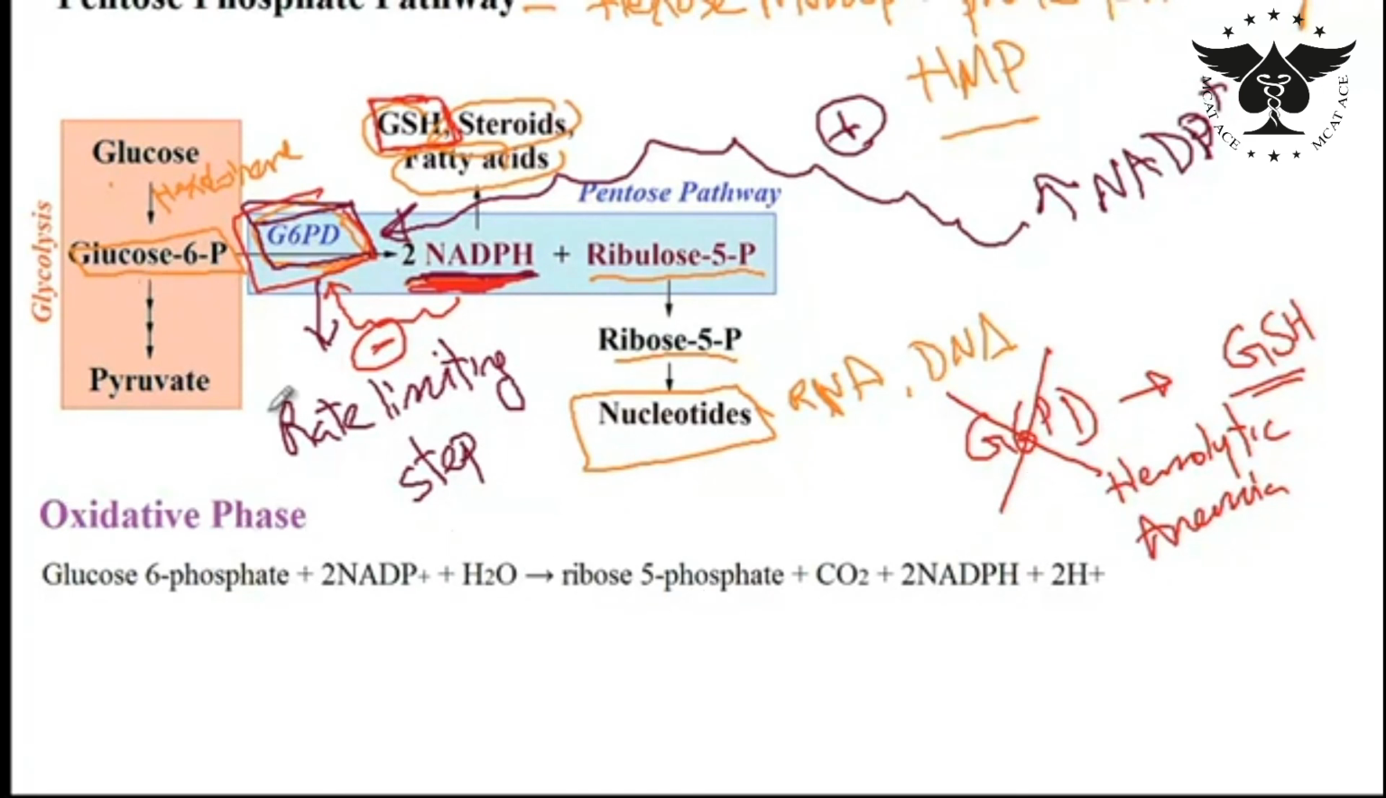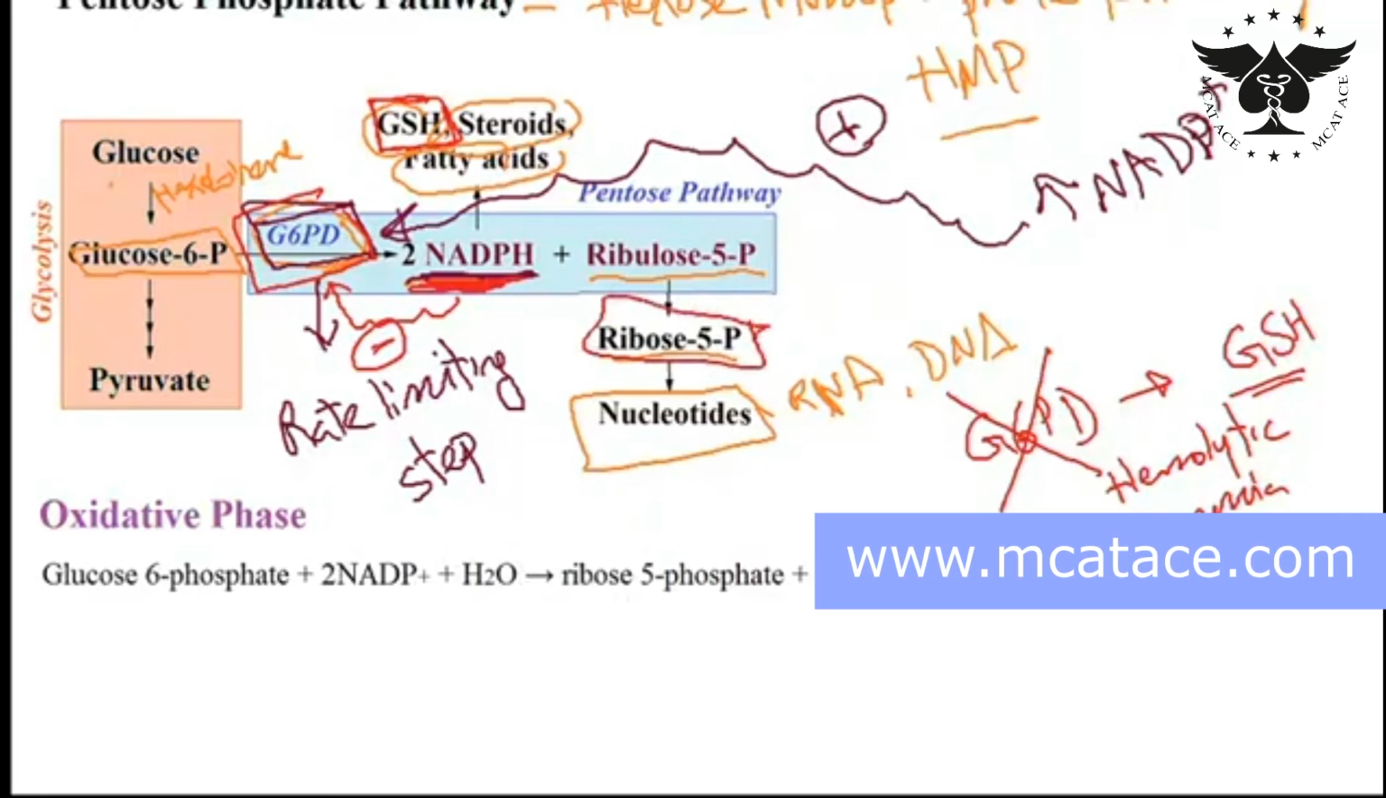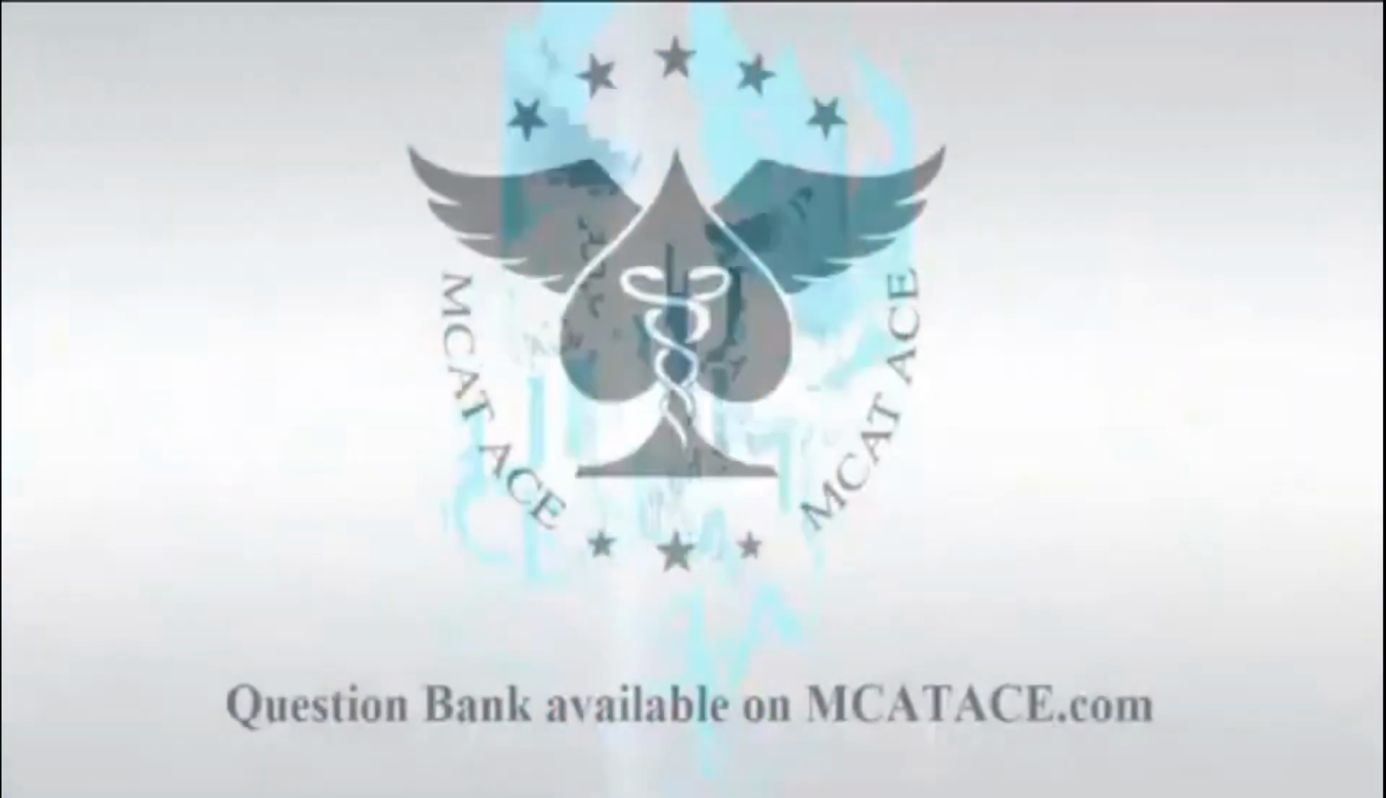One is the oxidative phase, which I just described for you, and the net reaction is glucose 6-phosphate plus 2 NADP+ plus H2O will yield ribose 5-phosphate, a CO2 molecule, and 2 NADPH plus 2 H+. So this is basically the net reaction.